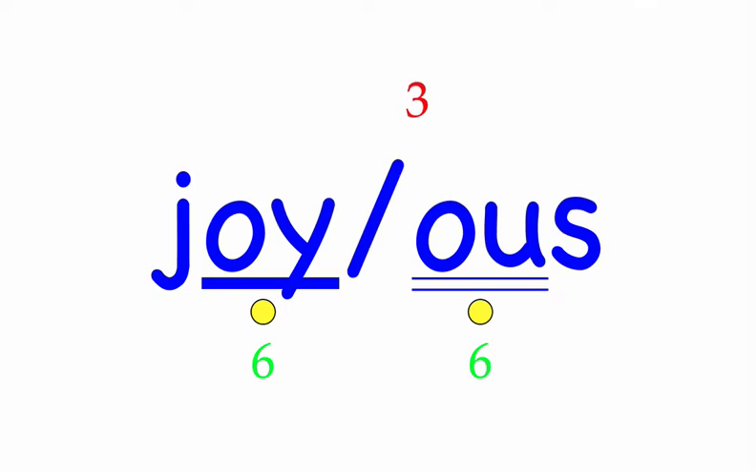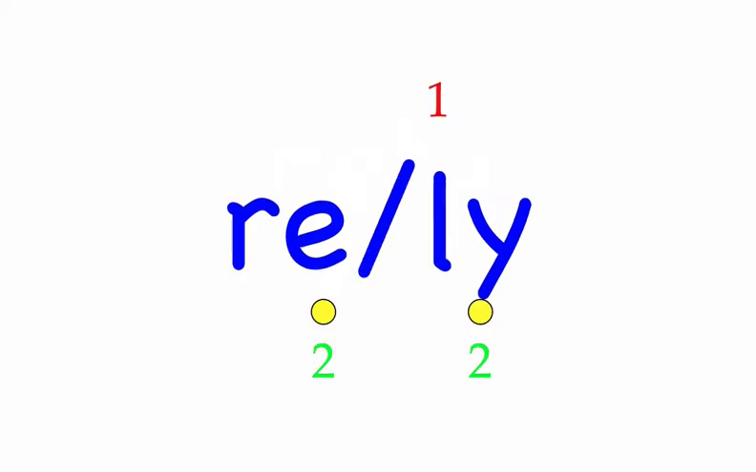Rely, relying. Rely has two syllables. The first syllable is re, two sounds. R, e. Lie, two sounds. L, I. Rely.